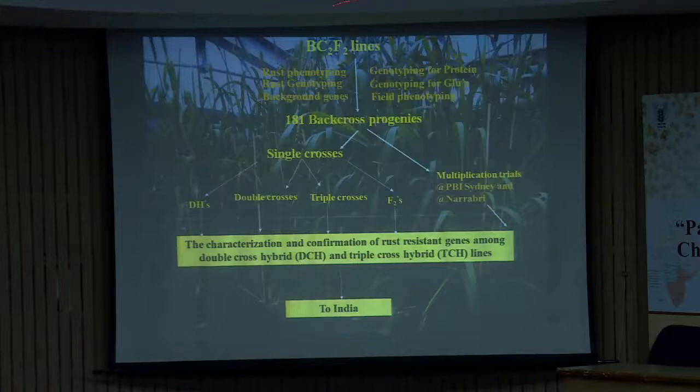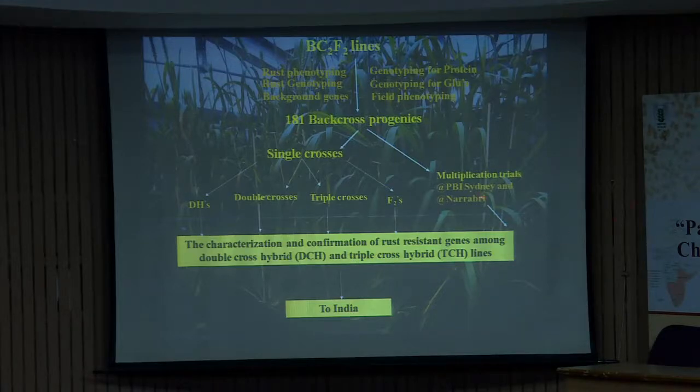So the overall program was this. We started with back-cross lines. We did high-throughput phenotyping, then genotyping for the foreground selections and background genes, other genes, APRs, and some quality work also. Then we developed single crosses and double crosses. We had double haploids, which are already fixed, and double crosses and triple crosses, which are still segregating and we are selecting in the field, and we have F2. All these we shifted to India, and we are evaluating them.